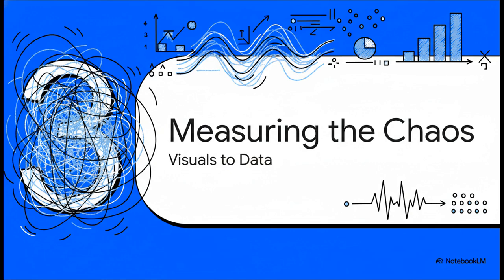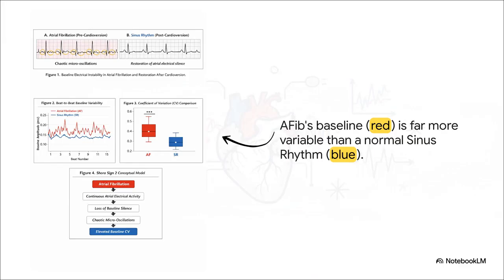But in science, just saying something looks messy doesn't really cut it. We need to prove it. We need hard data. So the question becomes, how do we turn that visual static into a real number? And this graph, this is the proof. What it's doing is plotting the voltage of that baseline from one beat to the next. The blue line, that's the normal rhythm. See how calm and stable it is? But just look at that red line for AFib. It is all over the place. That wobble right there is the data that proves the electrical instability we just saw in the EKG.